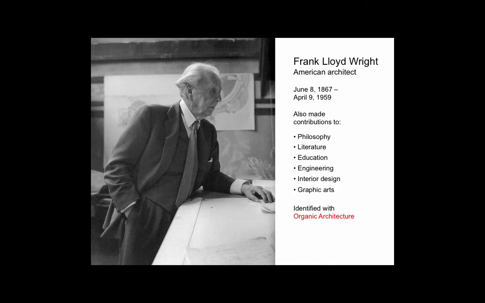So Wright lived from 1867 to 1959, and besides architecture, made contributions to philosophy, literature, education, engineering, interior design, and graphic arts, and we identify him with organic architecture. With what do you associate the year around then, 1867? What happened around then? What are the years? Yeah. So the Civil War ended 1865. So he was born 2 years after the end of the Civil War.